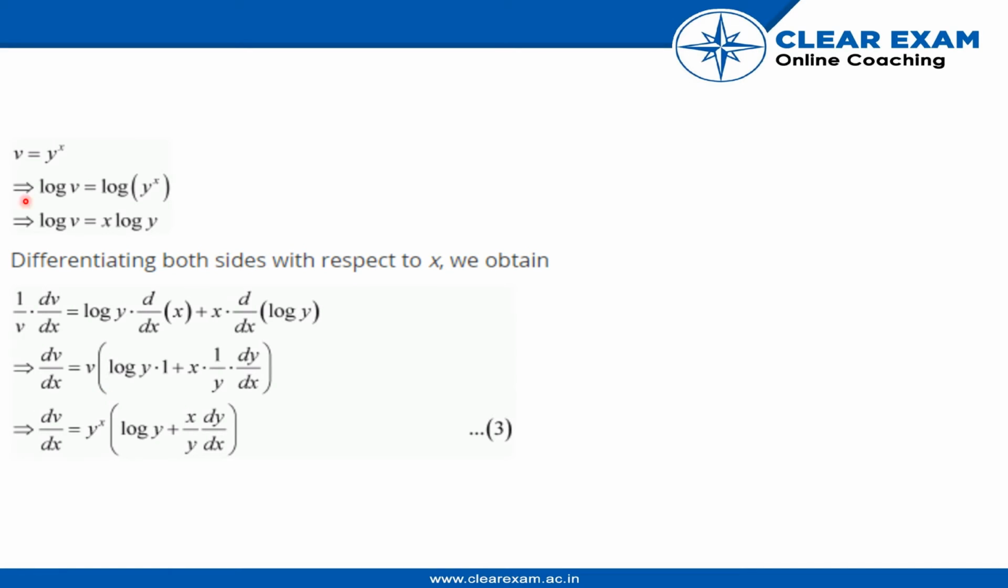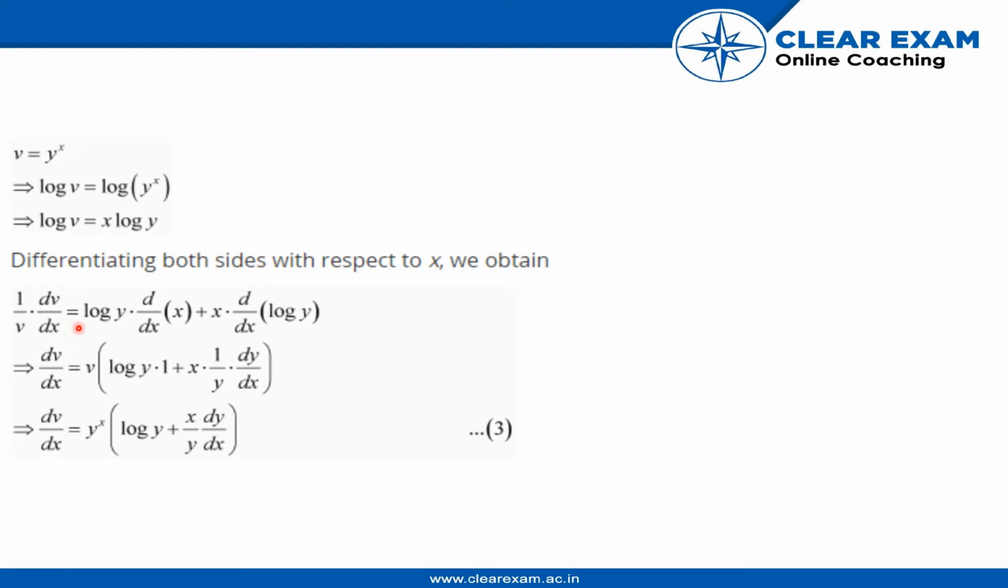Similarly, take v equals y raised to x. Take natural logarithm on both sides. We get log v equals x log y. Differentiate both sides with respect to x. We get 1 by v dv by dx equals log y into d by dx of x plus x into d by dx of log y. This is the product rule for the RHS.